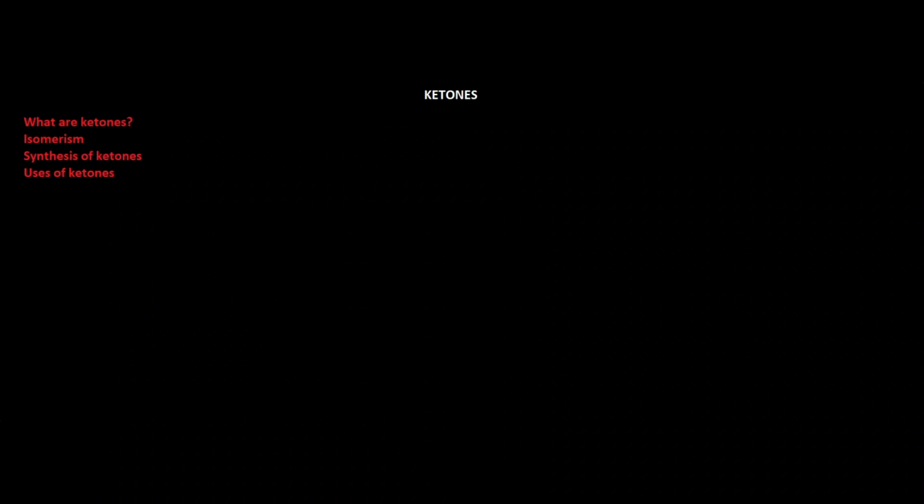Now ketones are organic compounds that have the carbonyl group, just like aldehydes. Okay, now the carbonyl group is the carbon atom bonded to an oxygen atom by a double bond. Now in ketones, this carbonyl group is bonded to carbon on one hand and another carbon on the other hand.